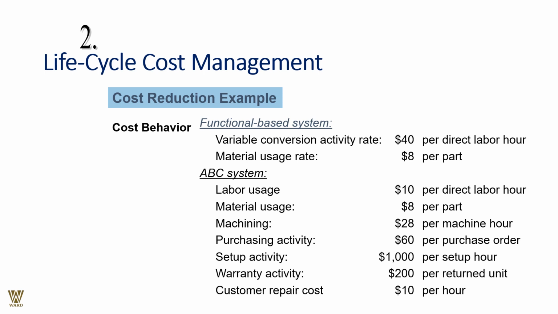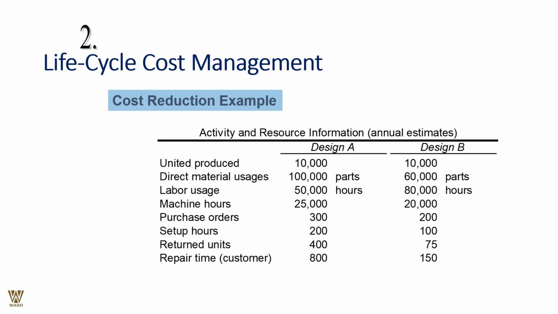Now this is the functional based system. In the ABC system, we need to understand what my labor usage is. Now this is the major part that comes around it as the A category. So employments and machining are what take the maximum. So we go to $10 per direct labor hour. Material usage is again 8, which is inconsequential, and remains the same as the functional system. Then comes the machining part at $28. Purchasing activities are $60 per machine order. Setup activities are approximately $1,000 per setup hour. Warranties and customer repair costs. Everything has been accounted for in an ABC system as per se.